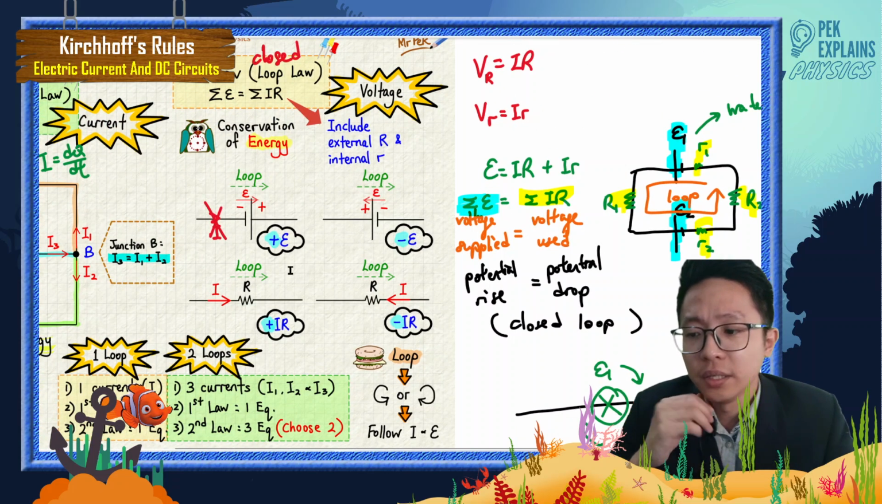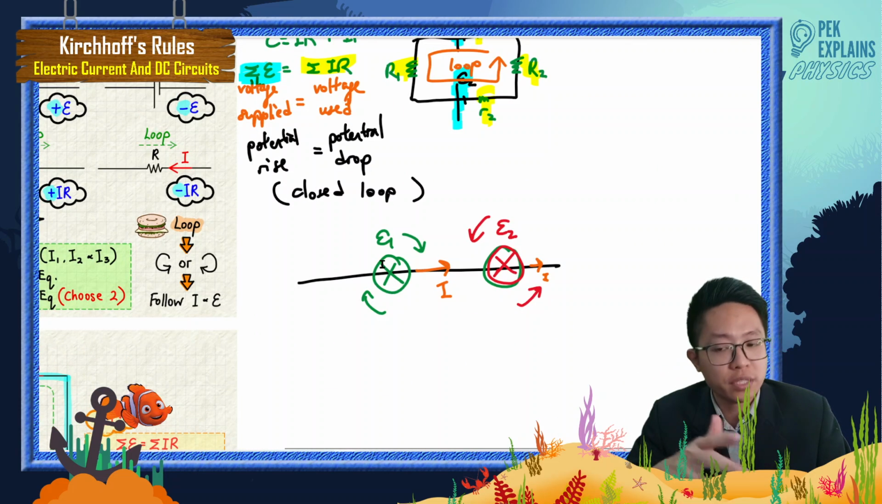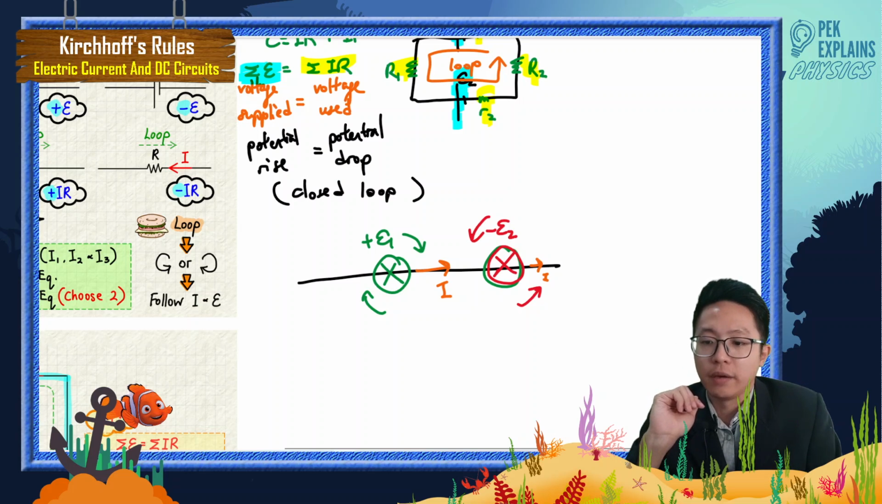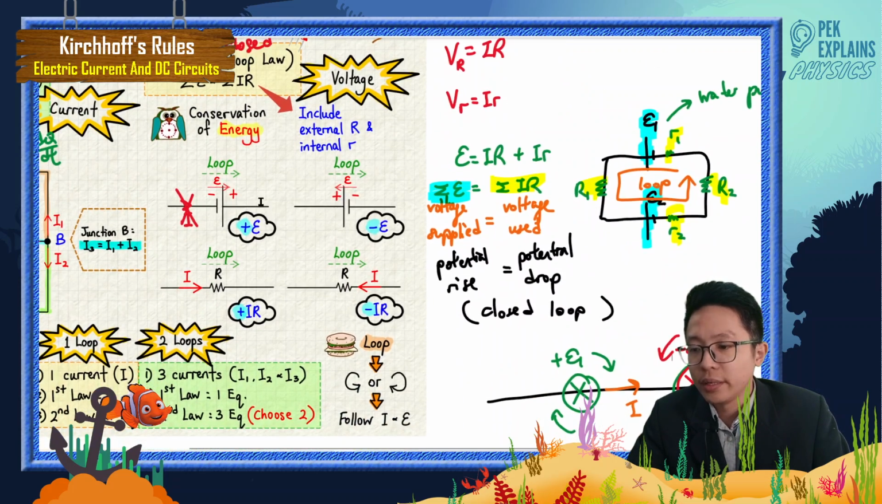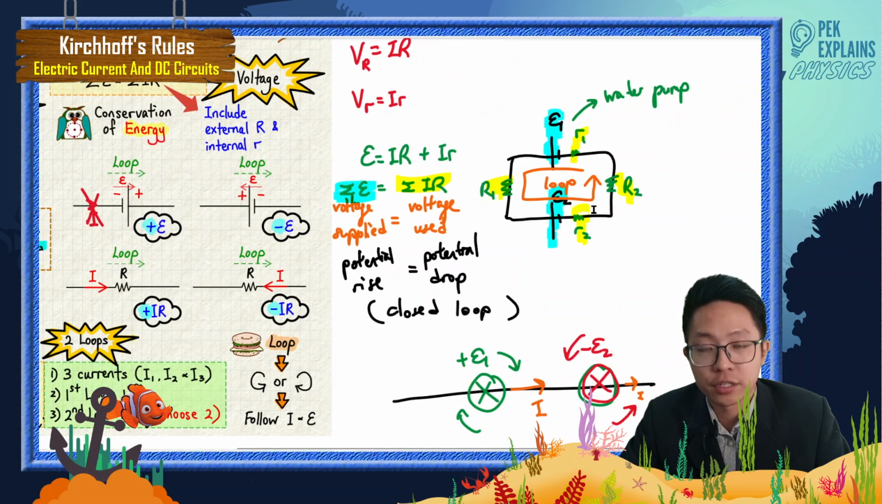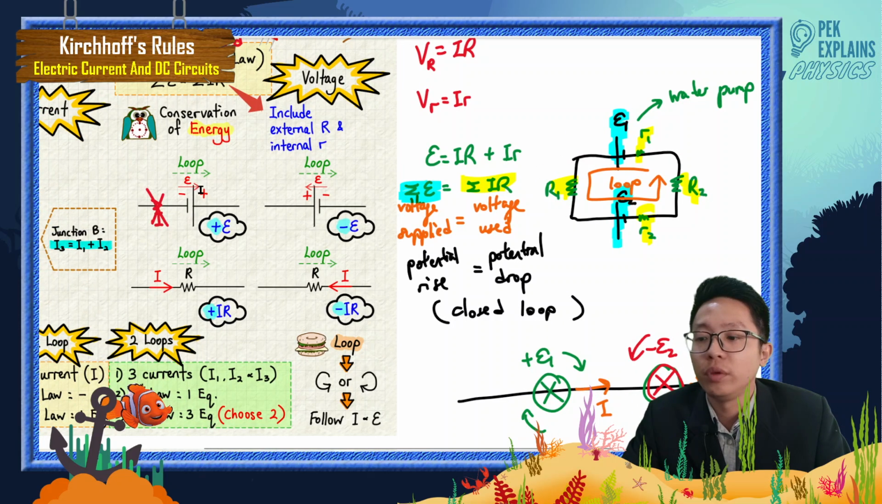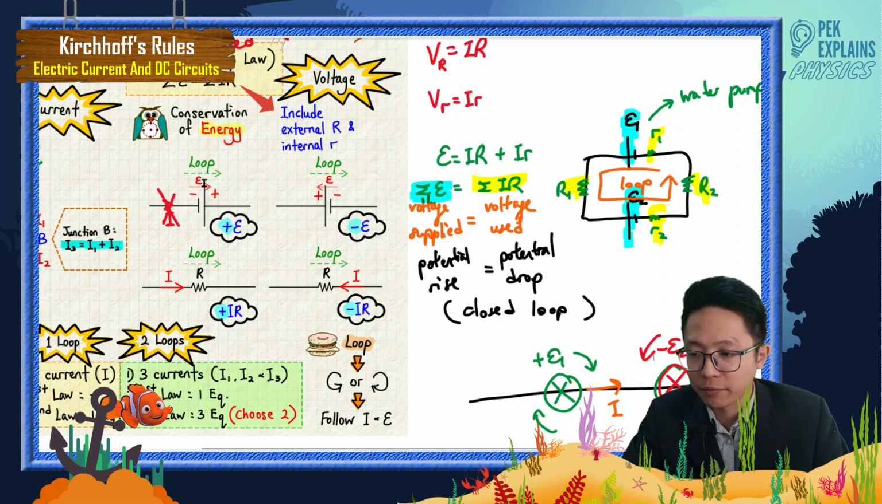Understand? So how to really determine whether it is a positive EMF? Like this case, this is a positive EMF. This case it is a negative EMF. So how to determine whether it's positive EMF or negative EMF? There is one way, by drawing the loop. First draw the direction of the loop, and then we compare the direction of the loop with the EMF.